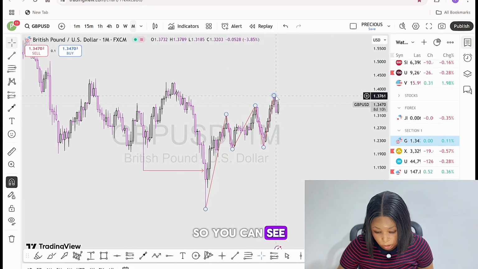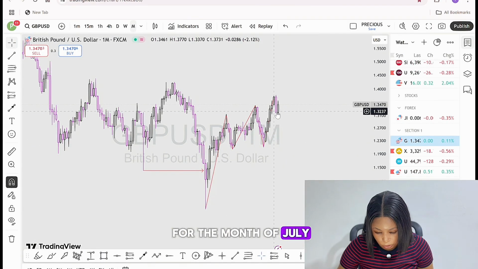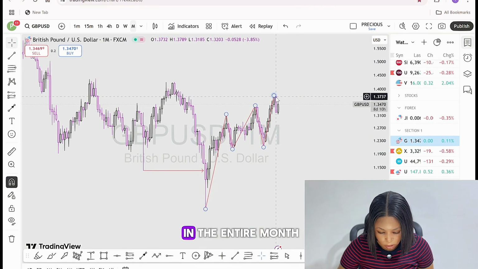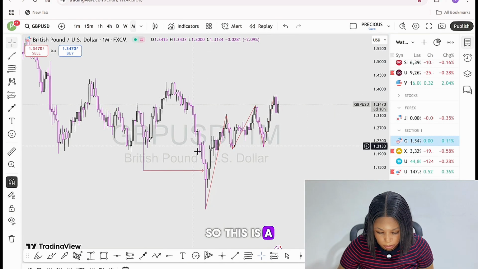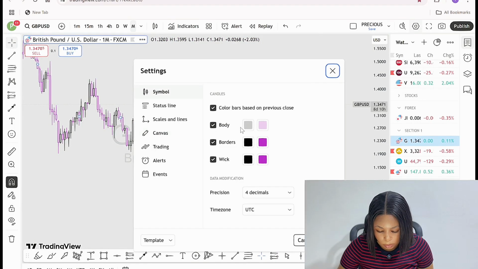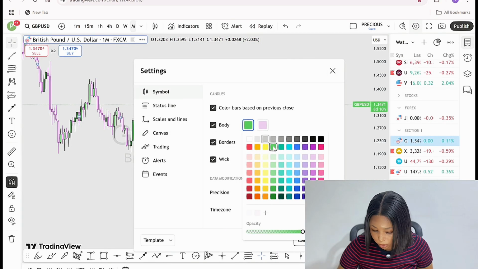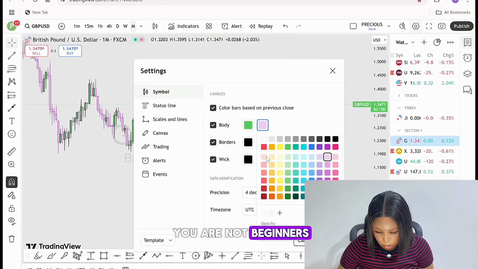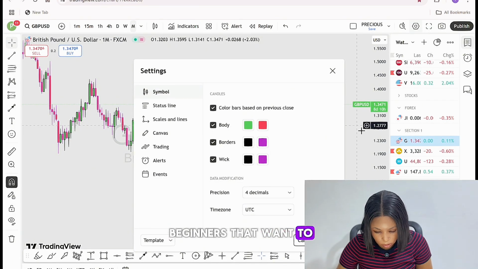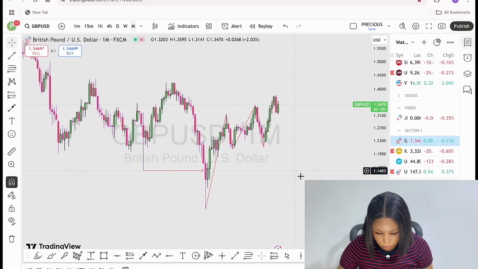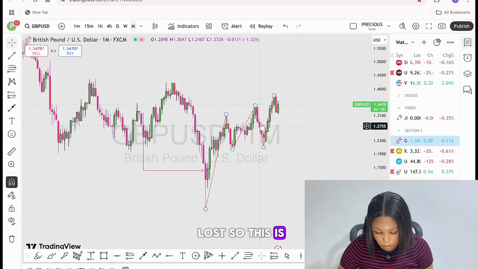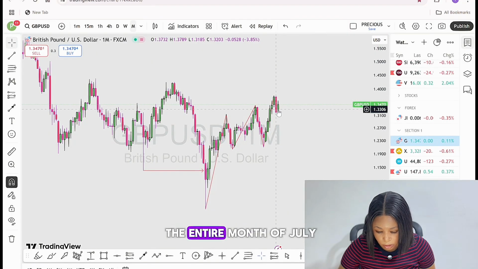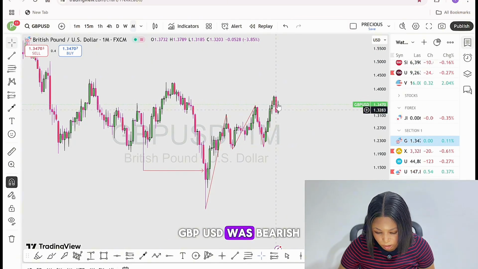So you can see for the month of July, GBPUSD was bearish in the entire month of July. So this is, let me change. I know some of you are not beginners, but there are some beginners that want to, so they don't get lost. So this is for July. You can see the bearish candle here. So that means for the entire month of July, GBPUSD was bearish.